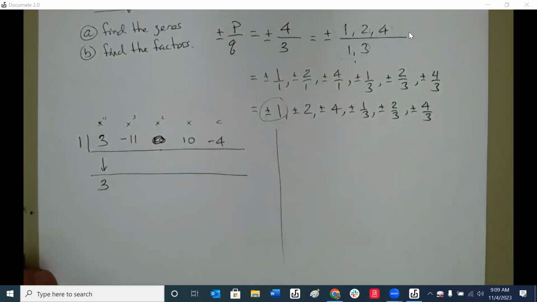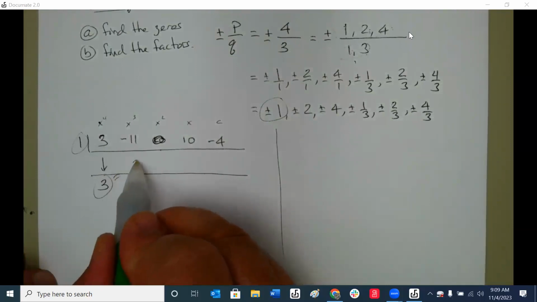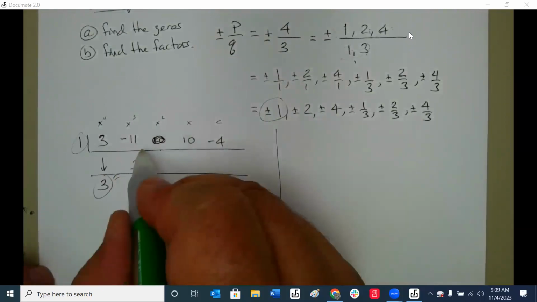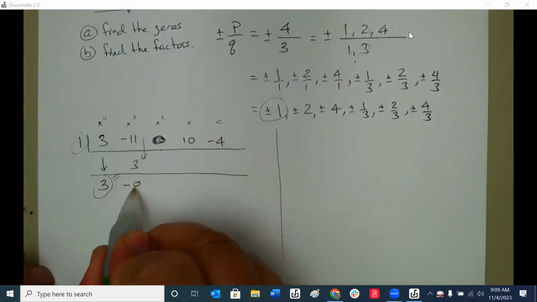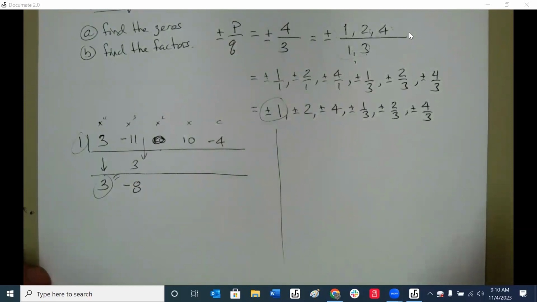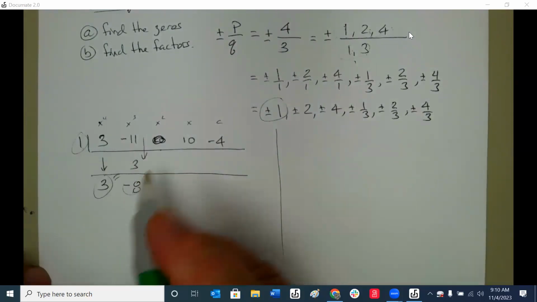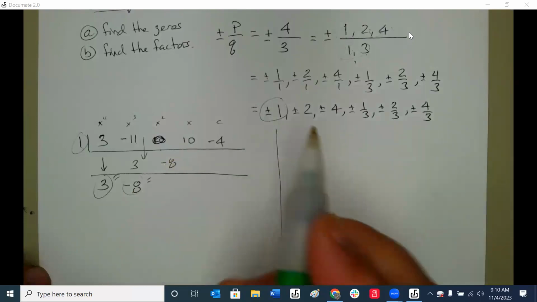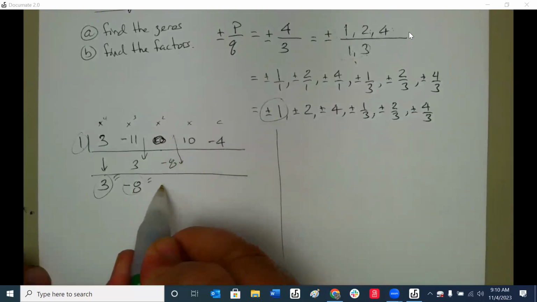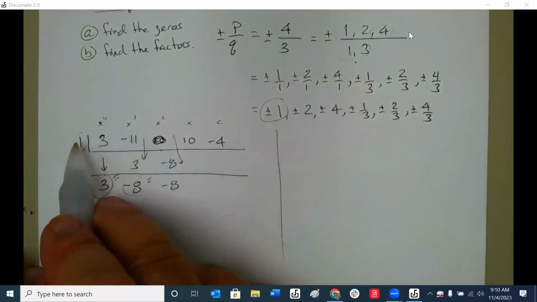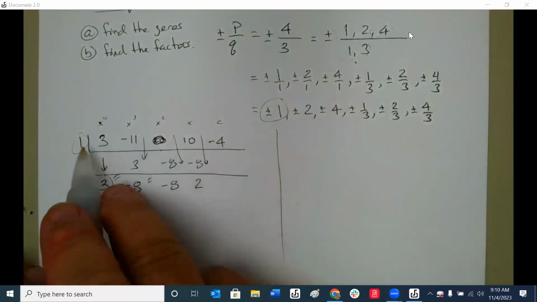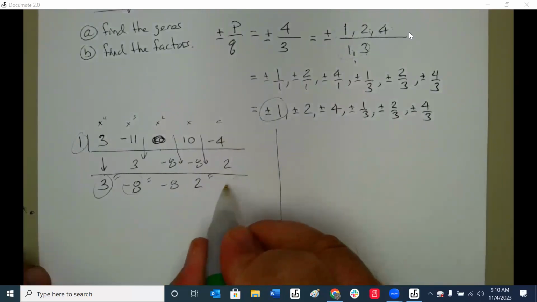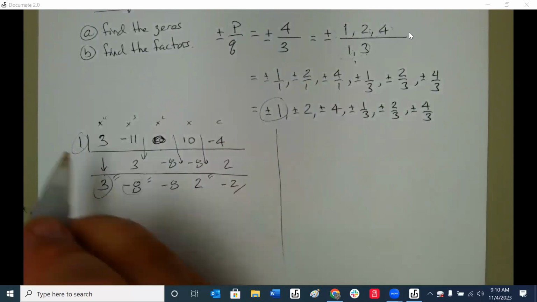Bring the first term down and multiply, add, multiply, add. 1 times 3 is 3, and add straight down. -11 plus 3, -11 minus 3 is -8. Now multiply. 1 times -8 is -8. 0 minus 8 is -8. 1 times -8 is -8. 10 minus 8 is 2. 1 times 2 is 2. -4 plus 2 is -2. So 1 is not an answer.